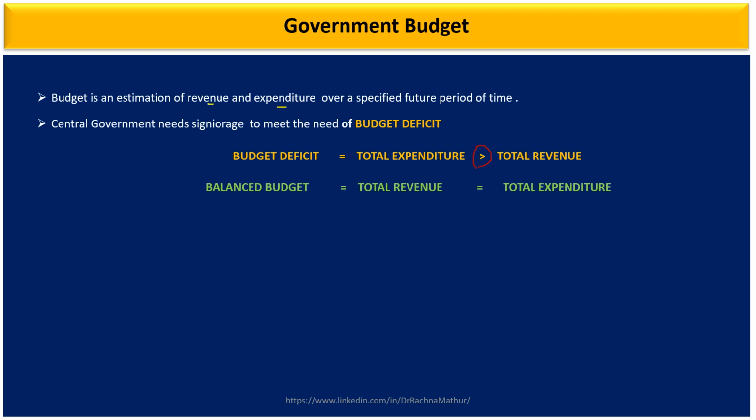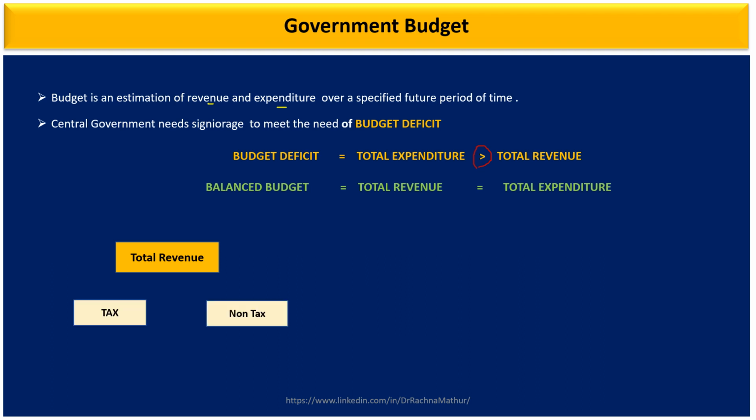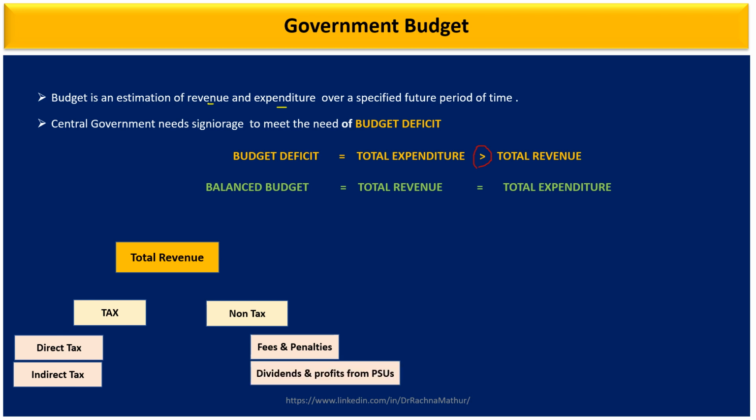Ideally, a budget should be a balanced budget, where the total revenue must be equal to total expenditure. Total revenue of the government comprises of tax and non-tax revenue, where tax revenue consists of direct and indirect taxes and non-tax revenue consists of fees and penalties charged by the government and dividends and profits from PSUs.